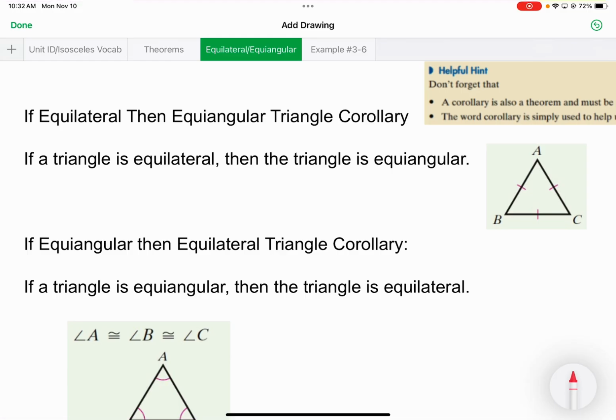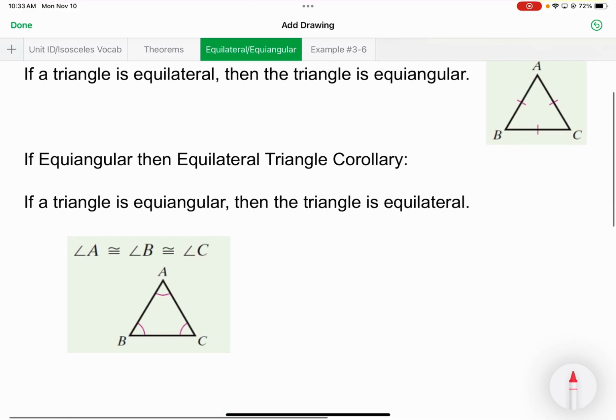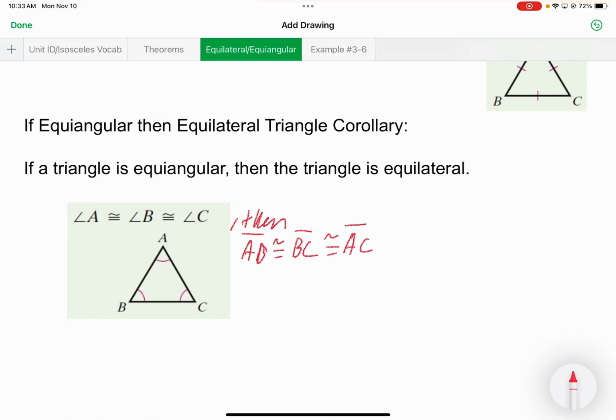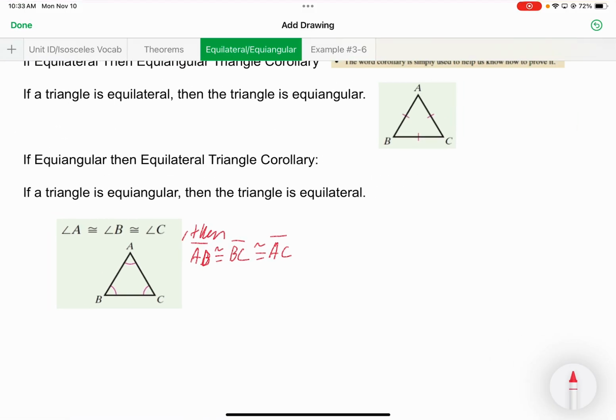Good. So if a triangle is equilateral, then it is equiangular. So the corollary to that would be if a triangle is equilateral, then the triangle is equiangular. If a triangle is equiangular, then the triangle is equilateral. So we can do it in either direction, okay? So if I know that all three sides are congruent, then I can say that all three angles are congruent. And vice versa, if I know that all three angles are congruent, then I could say that all three sides would be congruent as well. So then AB would be congruent to BC, which would be congruent to AC. And then, of course, I can use that to find a bunch of information for examples as well.